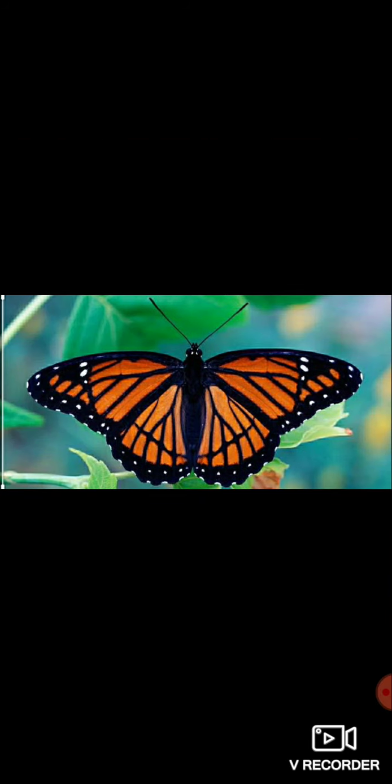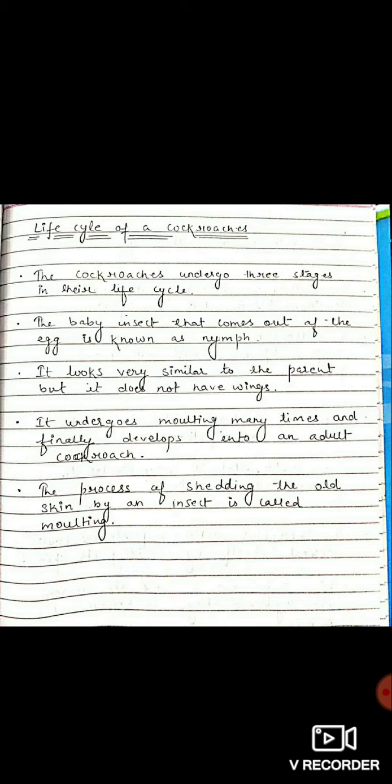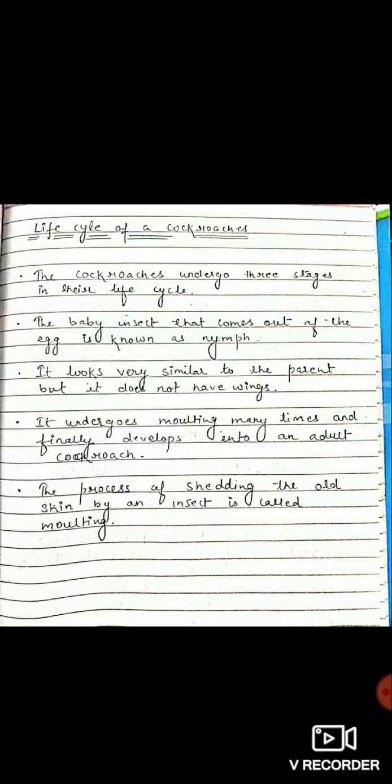Insects like cockroach and grasshopper have three stages in their life cycle. Insects like housefly and butterfly undergo four stages of development in their life cycle. So now let's talk about the life cycle of a cockroach. This is how the life cycle of a cockroach looks like. The cockroach undergoes three stages in its life cycle.